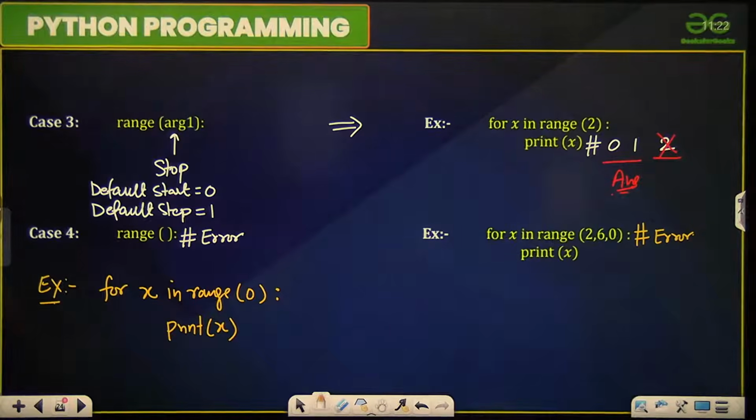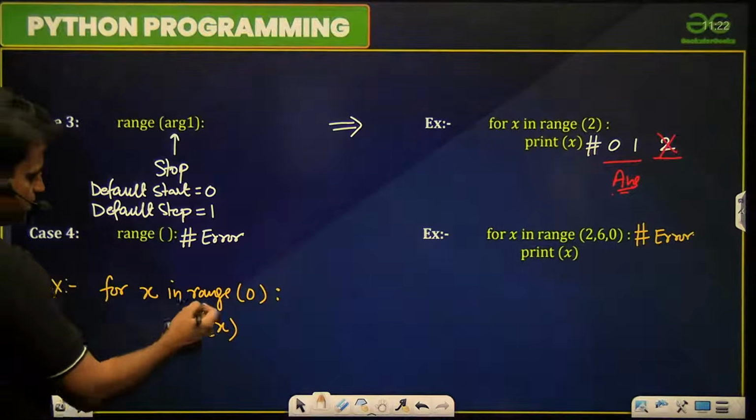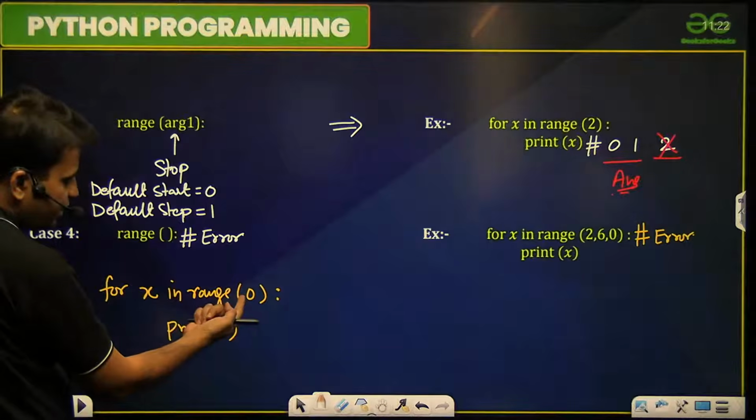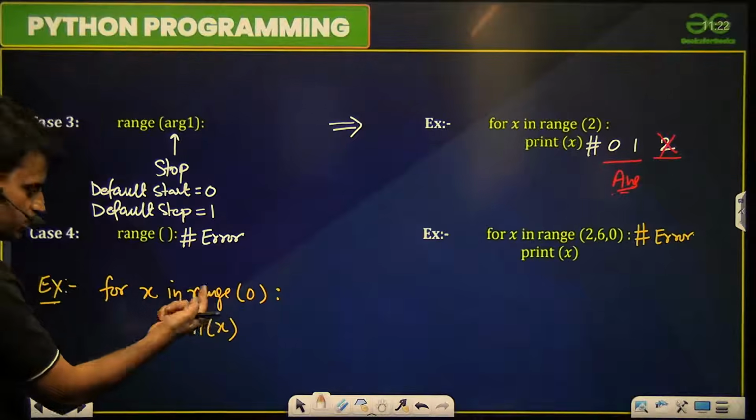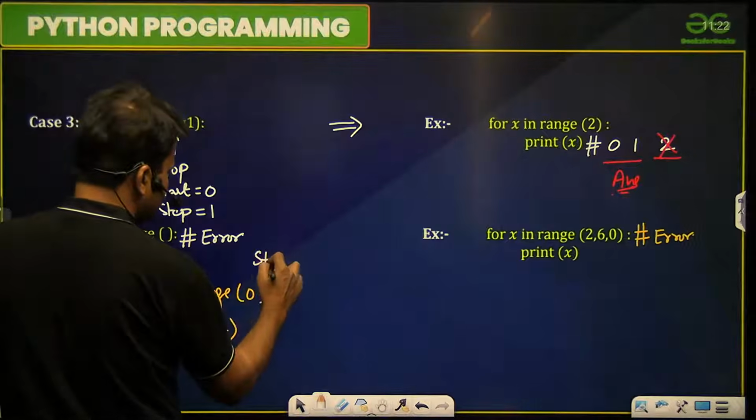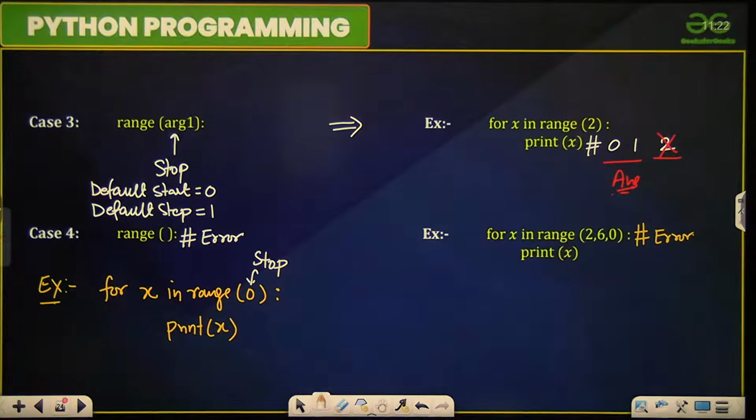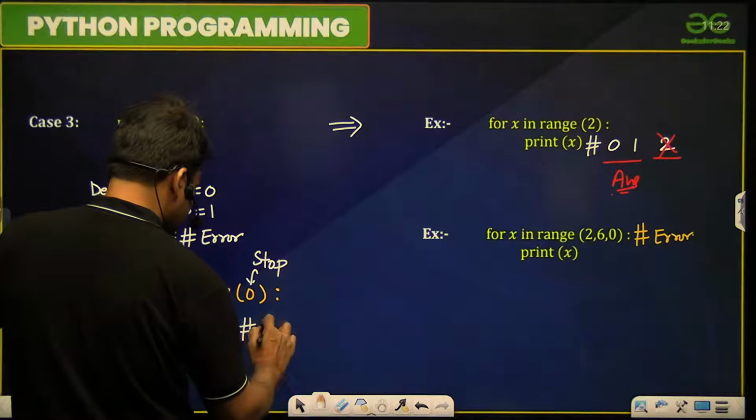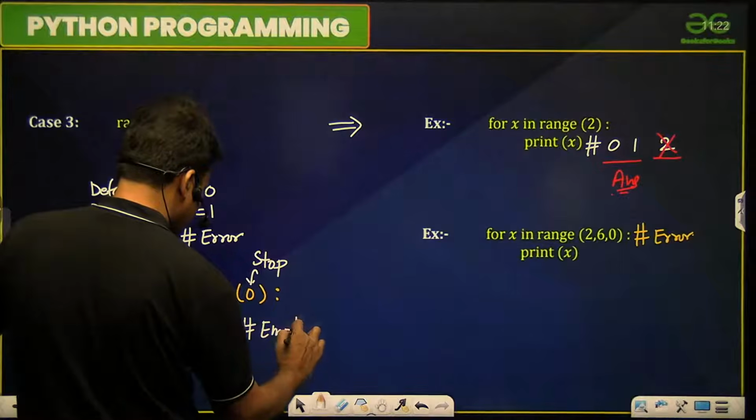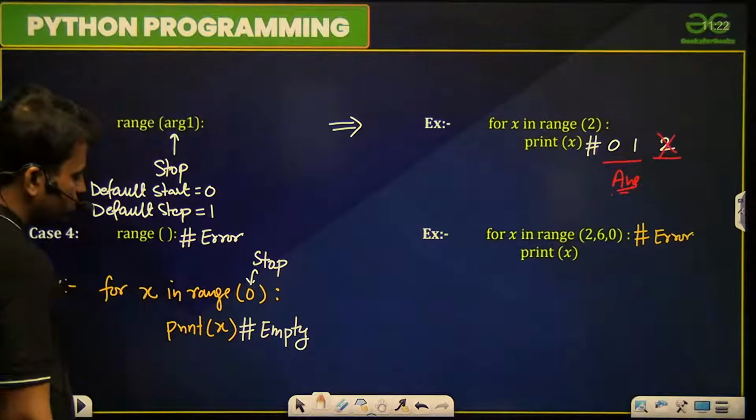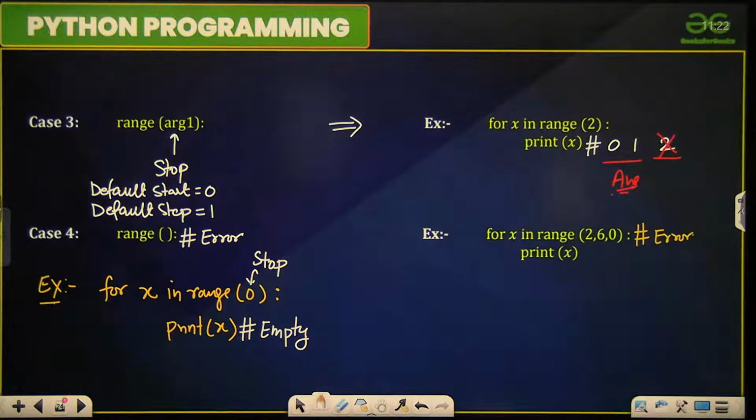Okay, student, I am resolving it. For x in range(0): if only one argument, it is treated as stop, not step, student. If only one argument, it is treated as stop. So if stop is 0, it generates an empty sequence. Stop is 0, right, student? Stop is excluded, so it generates an empty sequence.